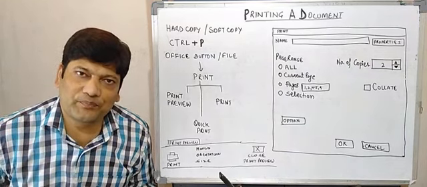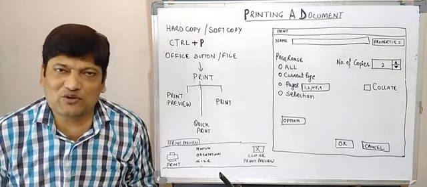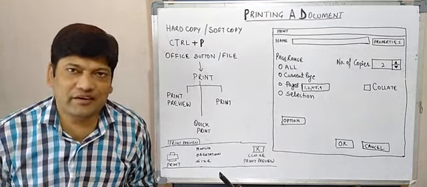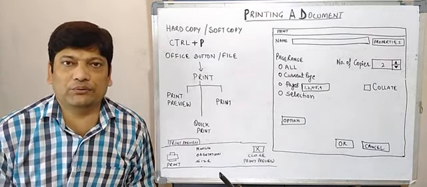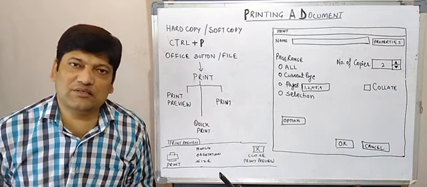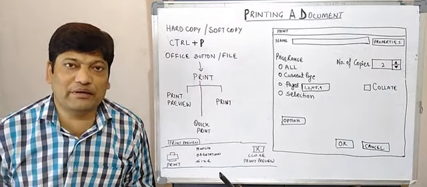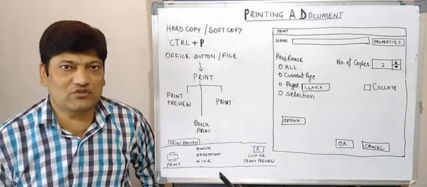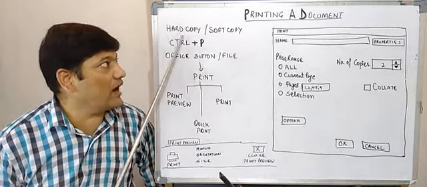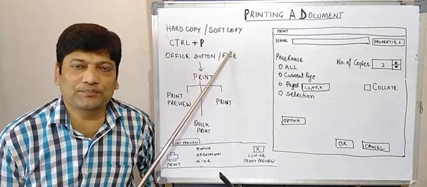Hello everybody. We are discussing Microsoft Word. Once we create a document, a very important thing is to get the printout. So today we are going to discuss how we are going to take the print. Let's discuss certain terms which are used very commonly: hard copy and soft copy.